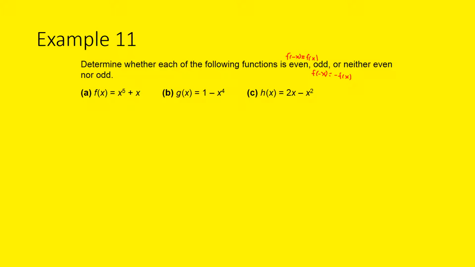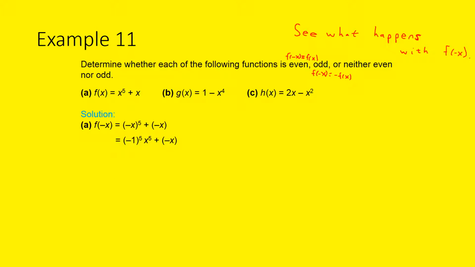The basic strategy will be to see what happens with f of negative x, because even and odd both have that in the definition. Well, for part A, f of negative x is the fifth power of negative x plus negative x. Now, is that the same thing as f of x, or is that the same thing as the negative of f of x? Well, let's simplify, see if we can find one of those forms.